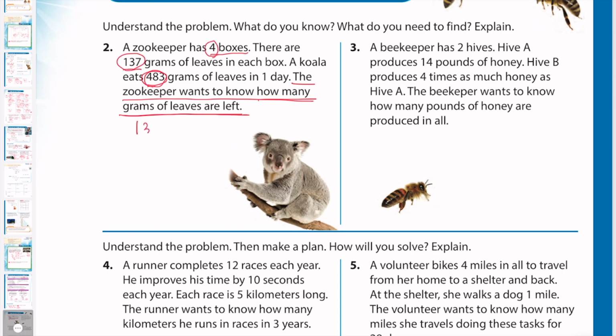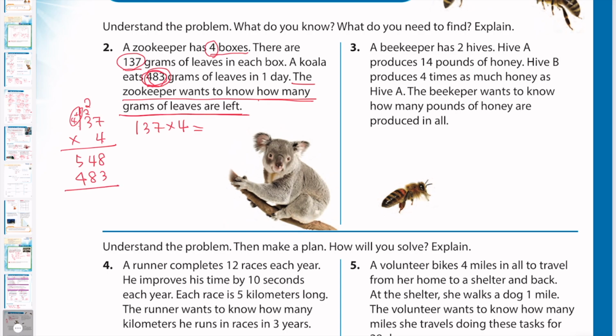So 137 times 4, I'm going to do regrouping. 7 times 4 is 28. And 4 times 3 is 12, and 2 plus 2 is 4. And you still have this carried 1. 4 times 1 is 4. 4 plus 1, you have to add it together, is 5. So 548. Now, the koala eats what?